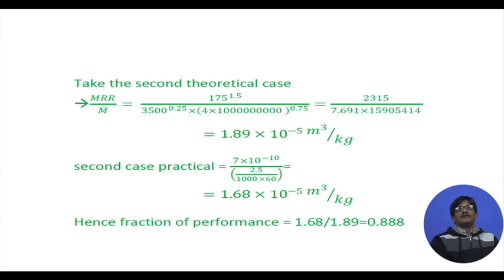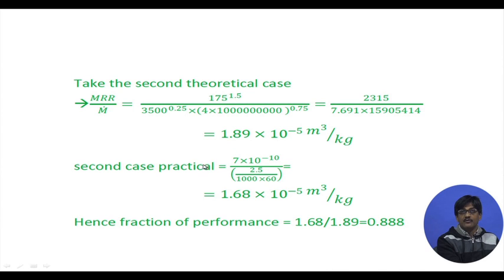Yeah, so the green one is the second case. In the second case, velocity is coming correctly 175, 3500, 4 GPa, and all this number crunching finally gives us the value 1.89 into 10 to the power minus 5. Okay, so this is the theoretically predicted value of the performance index.